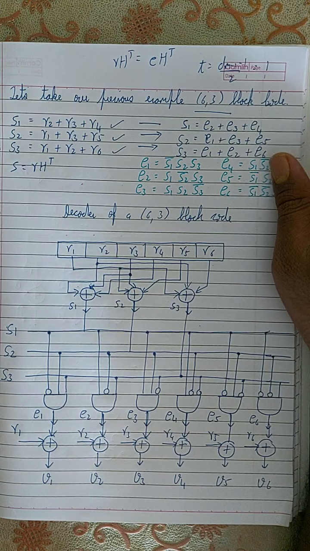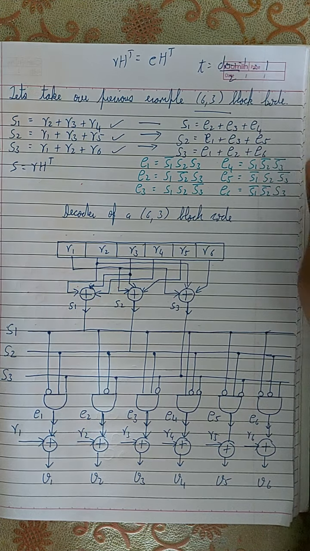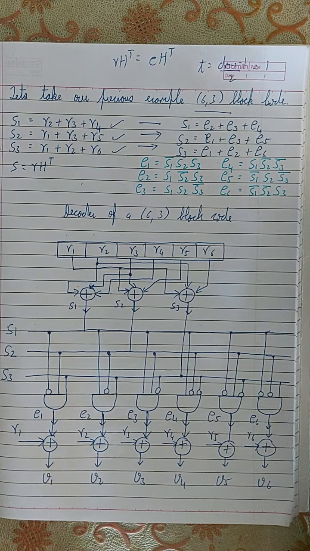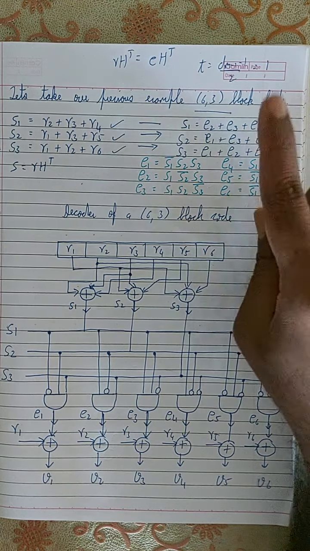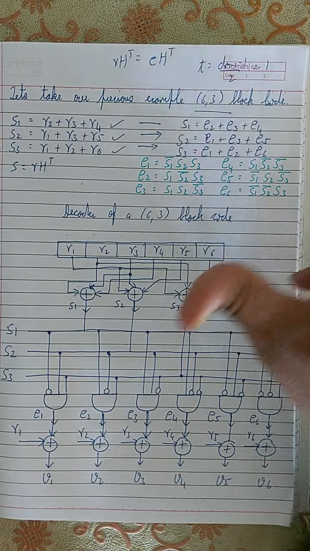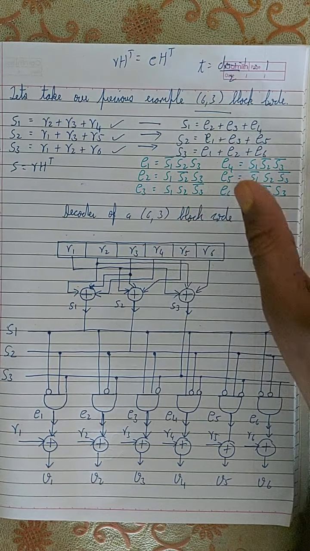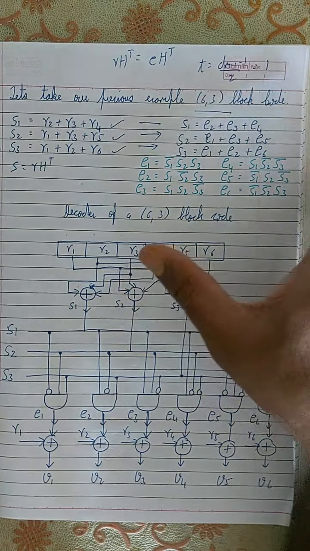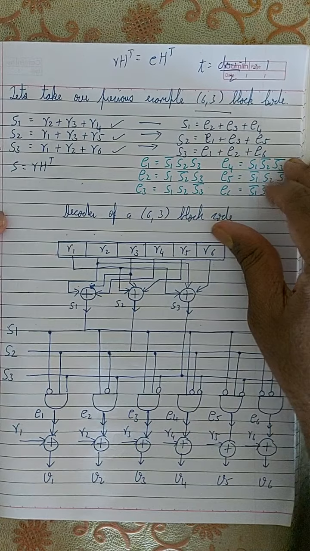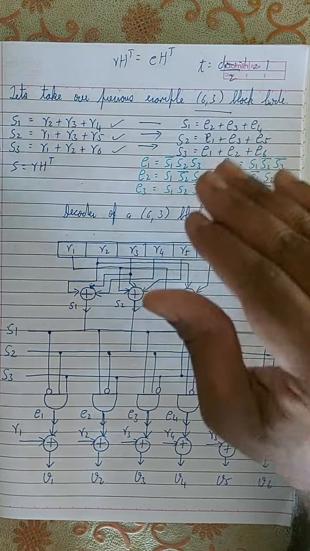And how do you convert U to V? Using the equation V is equal to U into G, you get the output code word, and this output code word V is what you are going to transmit. So the transmitter will transmit V.